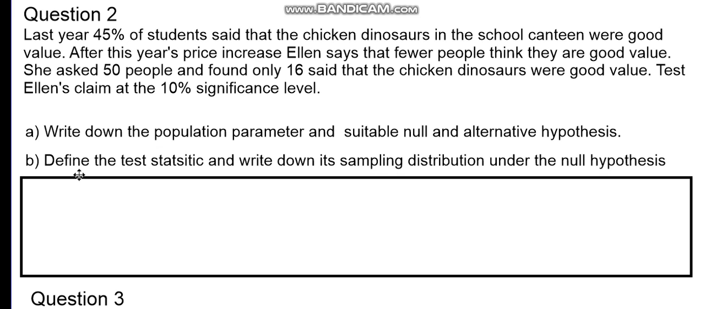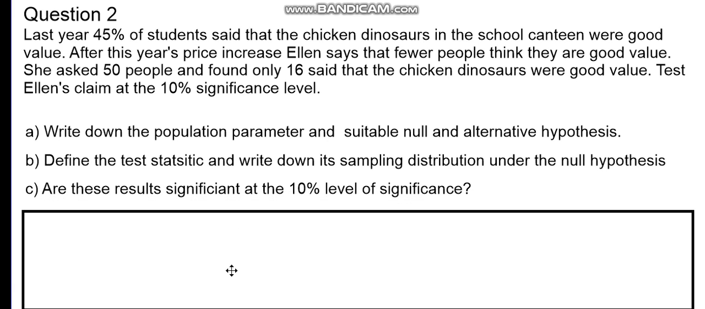Part B, define the test statistic. Well, X is always the number of, okay, so in this case, it's the number of students that think the chicken dinosaurs are good value. And then the sampling distribution is always binomial. We've got P from the null hypothesis, and N comes from the number of people that were tested, which was 50. Okay. Then for part C, you're going to do the test.